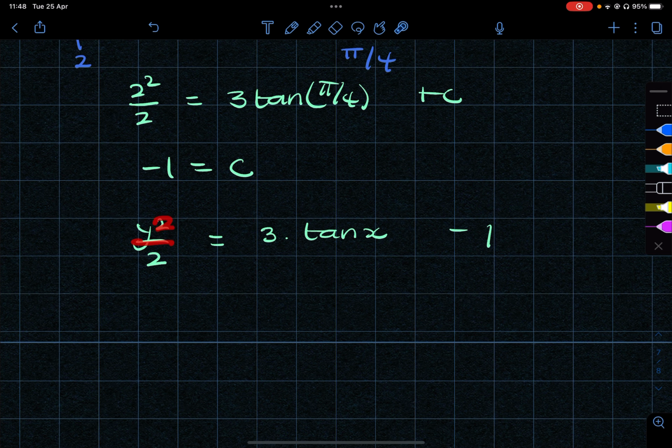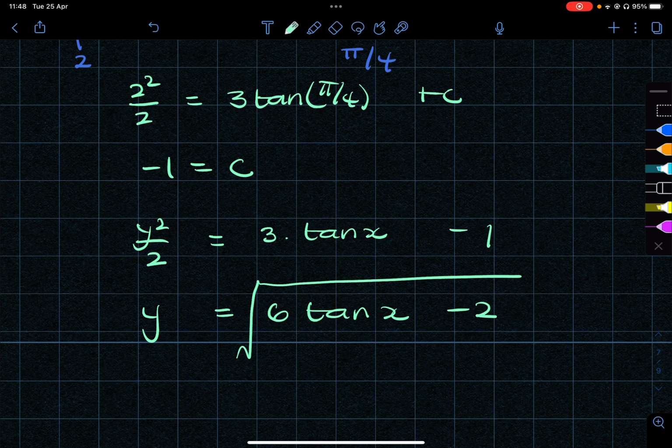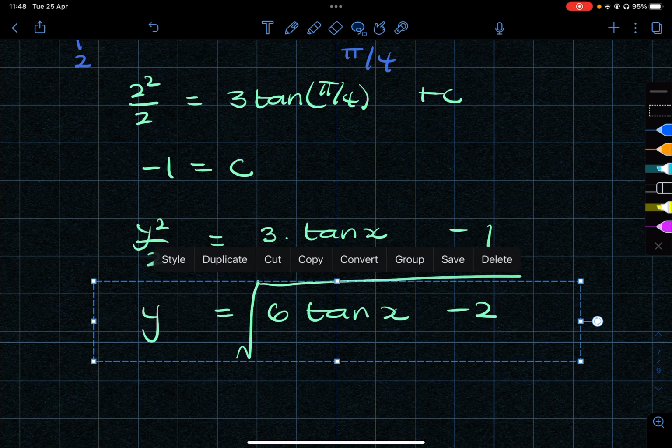Except we still don't have y equals, so we need to get rid of the 2, so we can multiply both sides by 2 and then take a square root. So y squared is 6 tan x minus 2. So I've multiplied by 2. And then to get rid of the square, I could just take the square root. So this is my final solution. So if they ask for the final solution linking y and x, this is it.